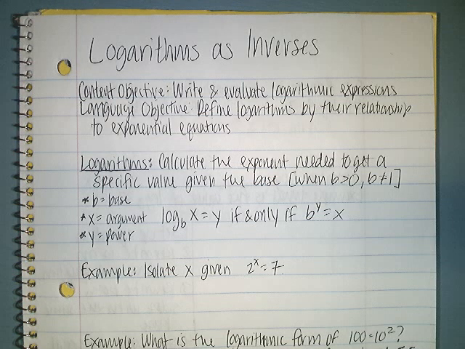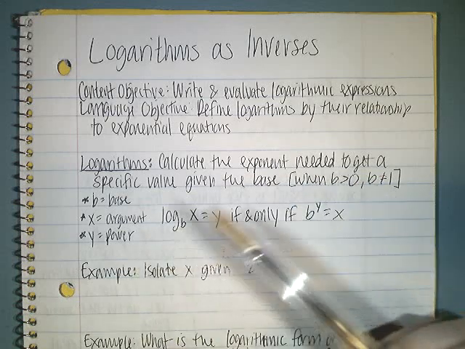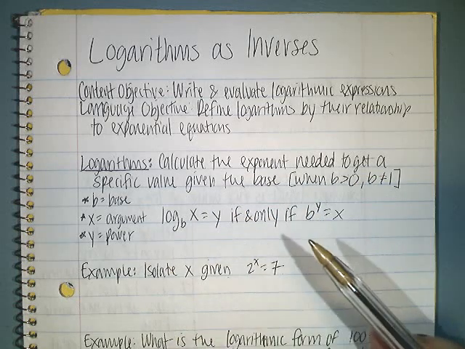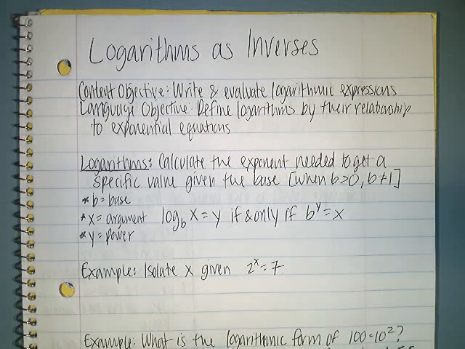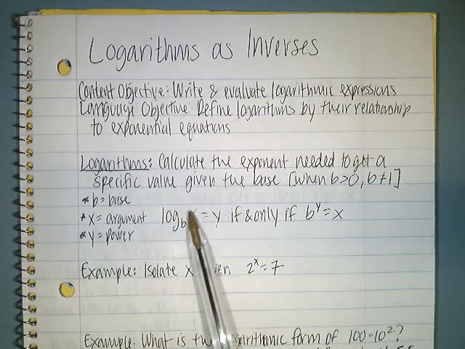So logarithms calculate the exponent needed to get a specific value given the base, assuming that our base is positive and not equal to 1. So again, to put that in a different way, logarithms calculate the value of an exponent. So if we have an x or a variable in our exponent, logarithms allow us to calculate that value. So if I wanted to figure out 2 to what power will give me 7, I can use logs to do that. So to get to that point, let's start by defining log.